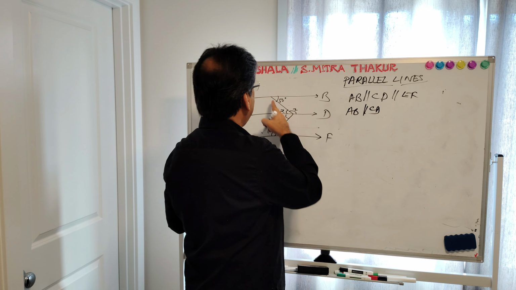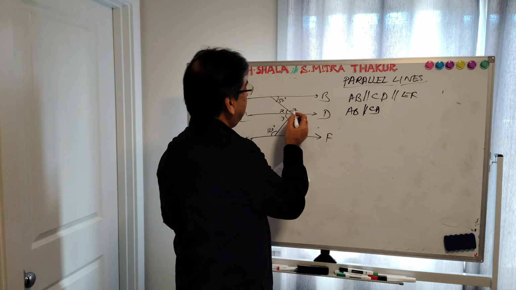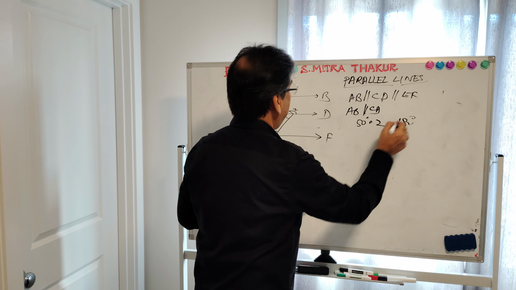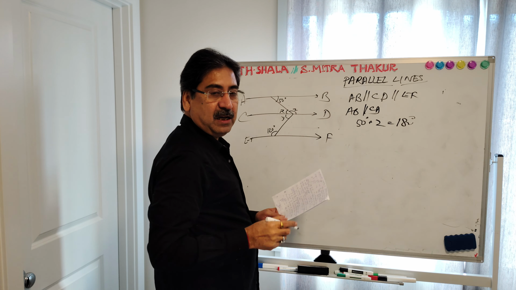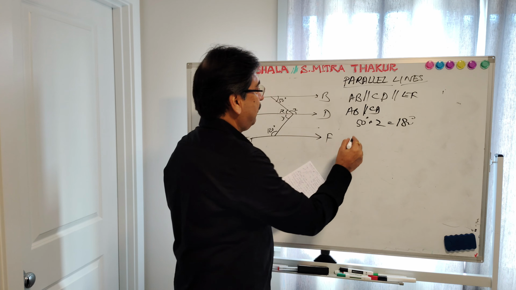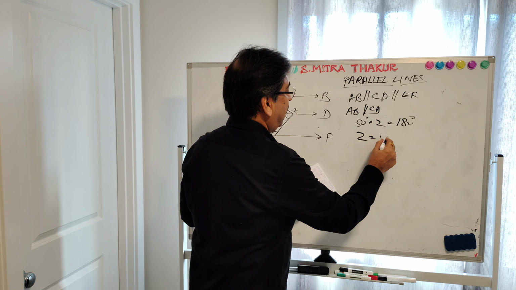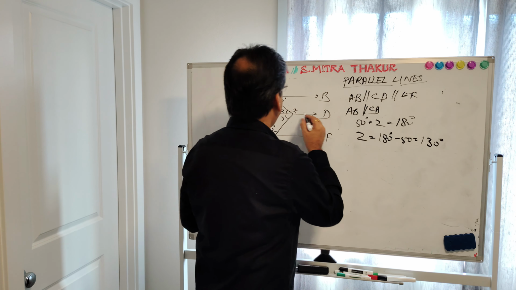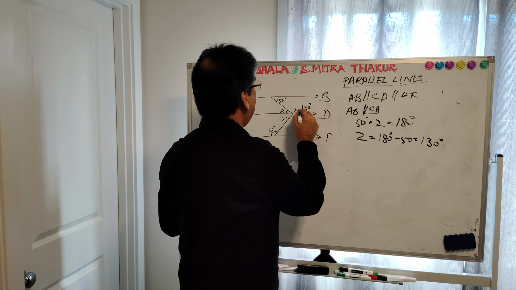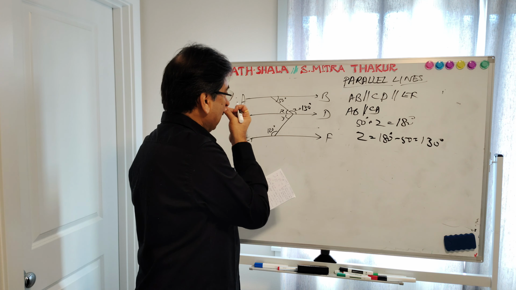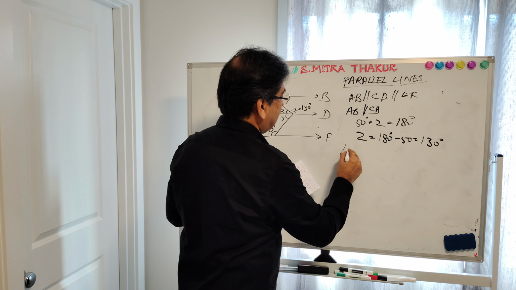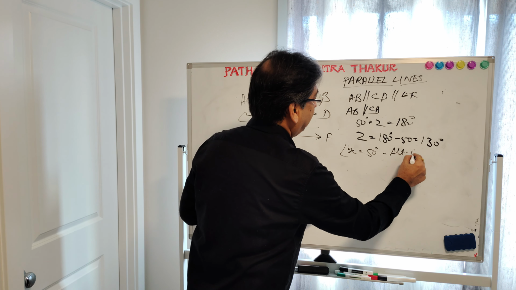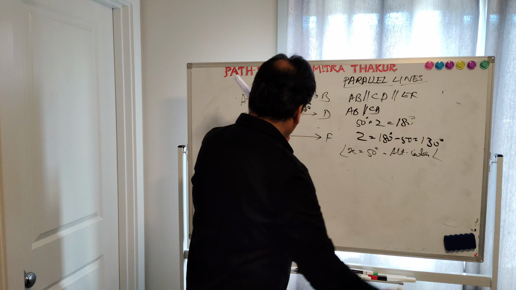So if AB is parallel to CD line, and these are the transversal, so angle 50 degree plus angle Z is equal to 180 degree. These two interior angles on the same side of the transversal add to 180 degree. So angle Z is equal to 180 minus 50, which is 130 degree. So Z is equal to 130 degree. And X and 50, angle X will be 50 degree, because it is the alternate interior angle. Right?